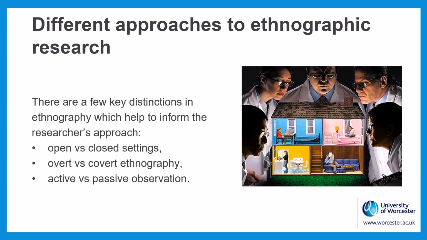There are a few key distinctions in ethnography which help to inform the researcher's approach, and these are open or closed settings, overt or covert ethnography, and active or passive observation. Each approach has its own advantages and disadvantages.